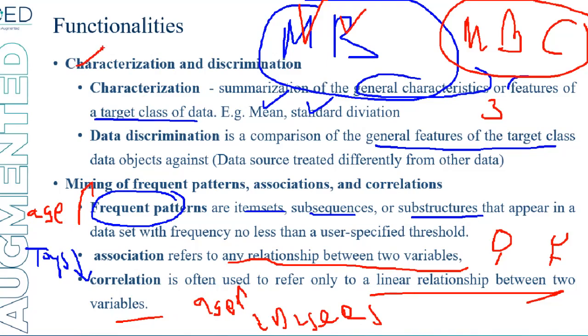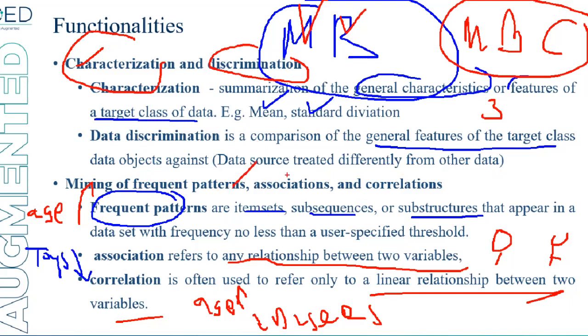Characterization means we are summarizing the data. Discrimination means we are segmenting, segregating or isolating the data. For example, a set of data is available and we compare it with another set of data: the comparison of general features of target class data objects against a set of objects. Data sources are treated differently from other data. This is known as discrimination.